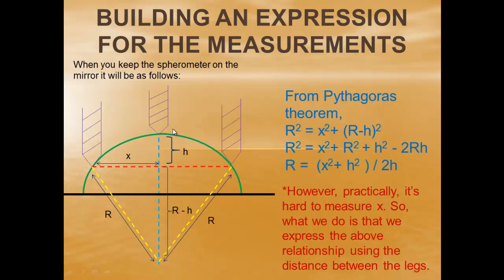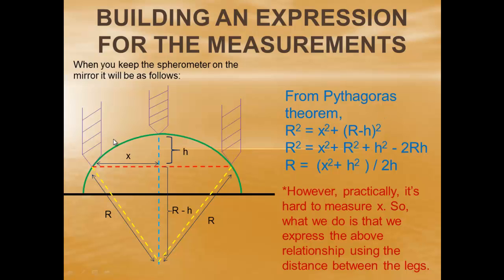So I'll call this length the height. These are the legs, the small legs that we are using, and this is the central leg of the middle screw. The distance between the legs and the screw I'll take as the height h. So if h is the height, I can say from Pythagoras theorem that r squared is equal to x squared plus (r minus h) squared. That's from the Pythagoras theorem.